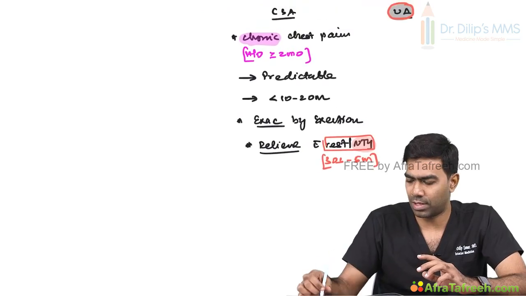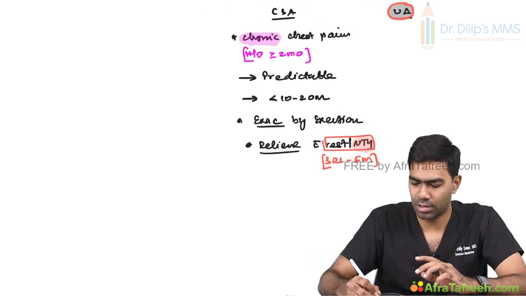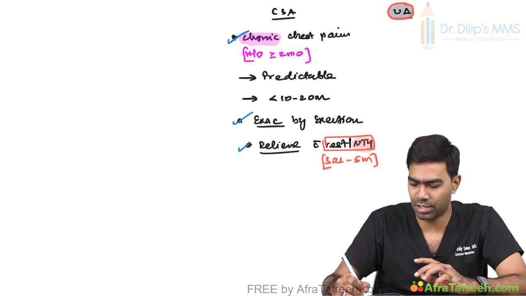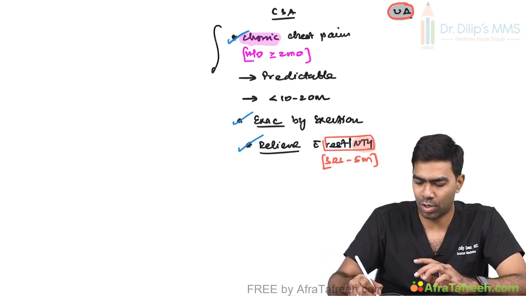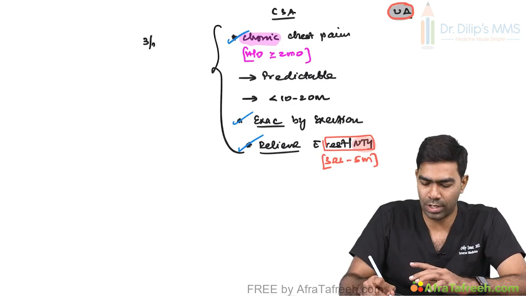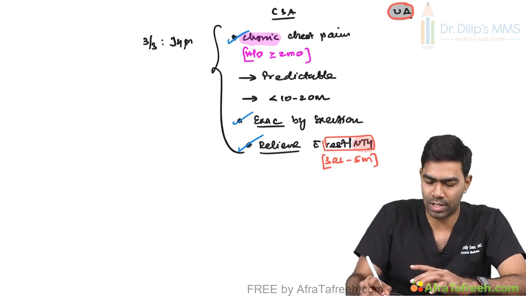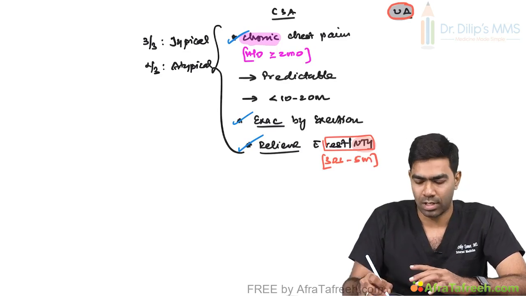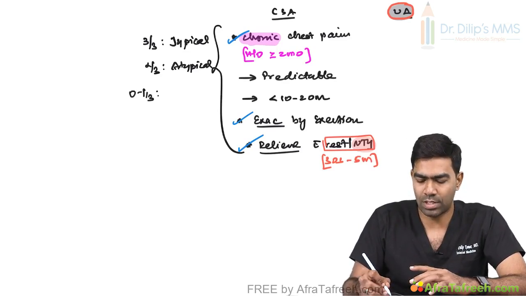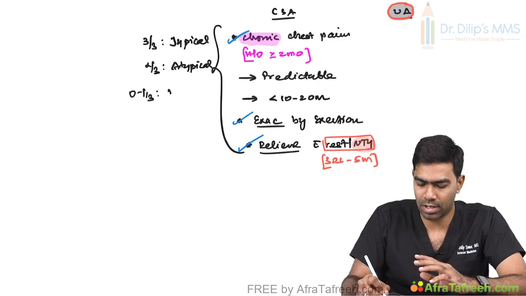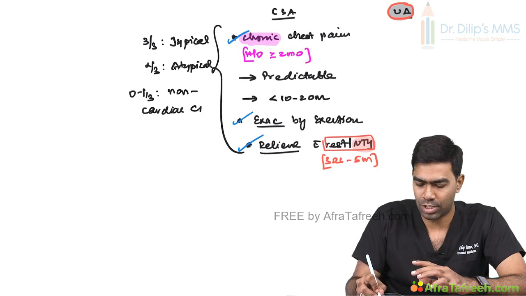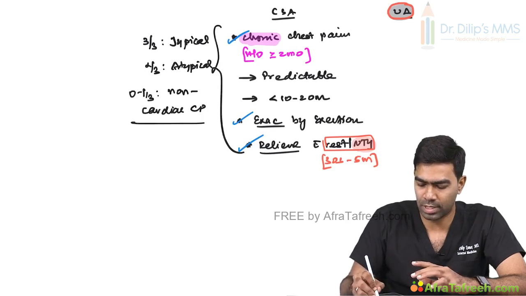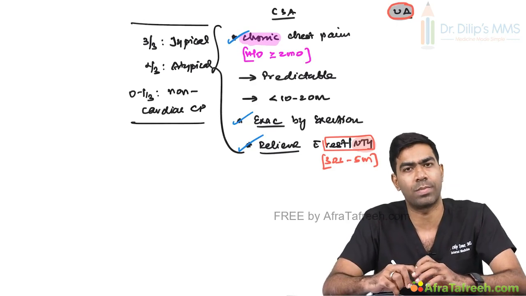So we have seen 3 important features. So one is going to be the chronic chest pain, exacerbated by exertion and emotions and relieved by rest. So out of these 3 features, if you have all 3 out of 3, we are going to call it a typical angina. If only 2 out of 3 is there, we are going to call it an atypical angina or atypical chest pain. If none of these features or only one of these 3 features is there, then we'll be typically calling it a non-cardiac chest pain. More of which we'll be discussing in the next chapter on differential diagnosis of chest pain.